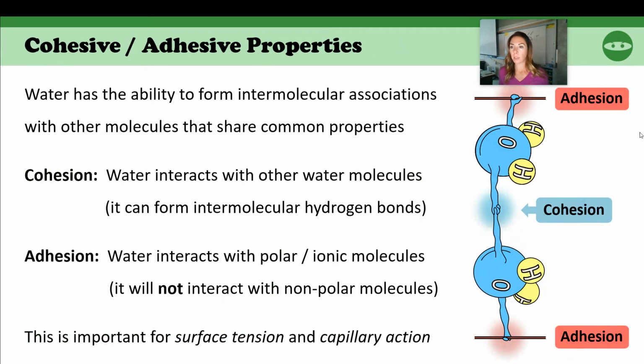Okay. All right. A little bit back to cohesive and adhesive. Because it has those intermolecular associations, it shares a lot of the properties. So a single molecule is going to share a lot of the properties with a lot of other molecules together, right? So it feels these bonds. This is basically saying the same thing, right? But the thing that's new on this, the adhesion, is that water interacts with polar and ionic substances, but it will not interact with non-polar molecules.